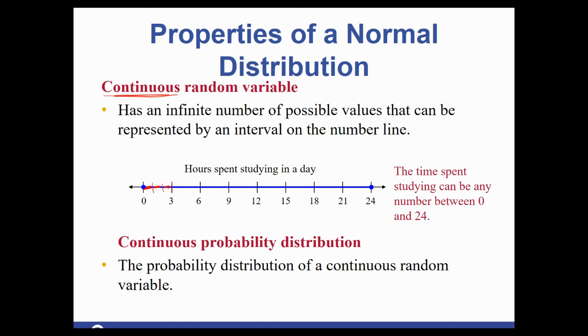So with continuous, we can't put these kinds of things into a chart. So we are going to find very specific probabilities for certain situations, but we won't be filling in a chart of values for this.